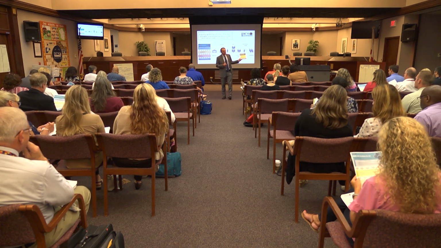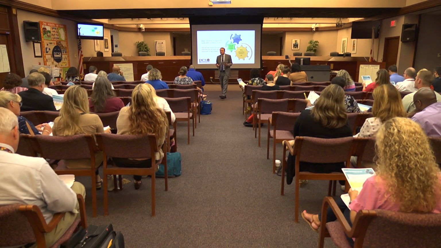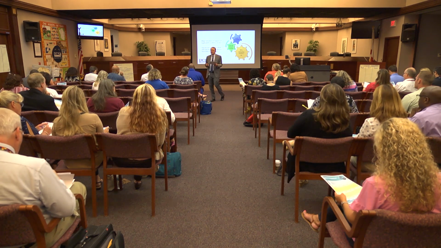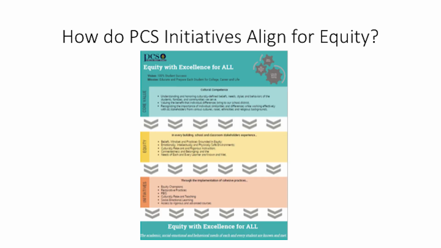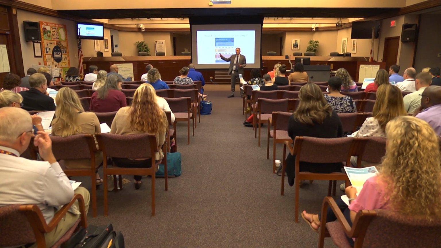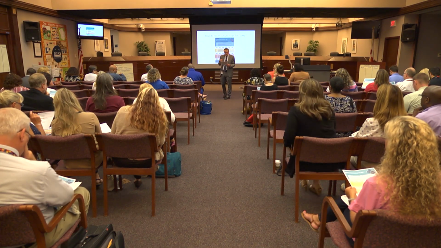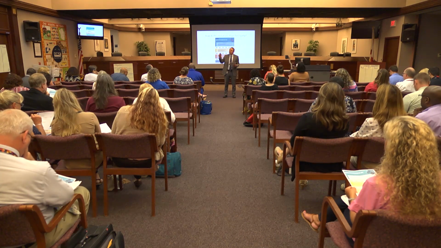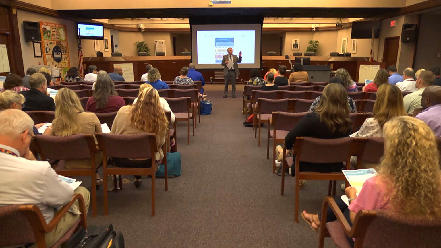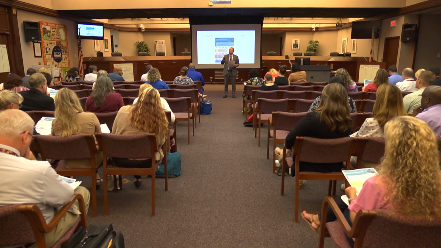And so on the bottom, I would start out by reading it. Skipping forward here. And so I'm going to read it to you. The academic, social, emotional, and behavioral needs of each and every student are known and met. And then I would have the staff read it back to me. Let's all say it together. The academic, social, emotional, and behavioral needs of each and every student are known and met. So as we get a common understanding of what equity with excellence for all is in our district, it relies around academic, social, emotional, behavioral, that the needs are first known, they're identified, and then we meet them.